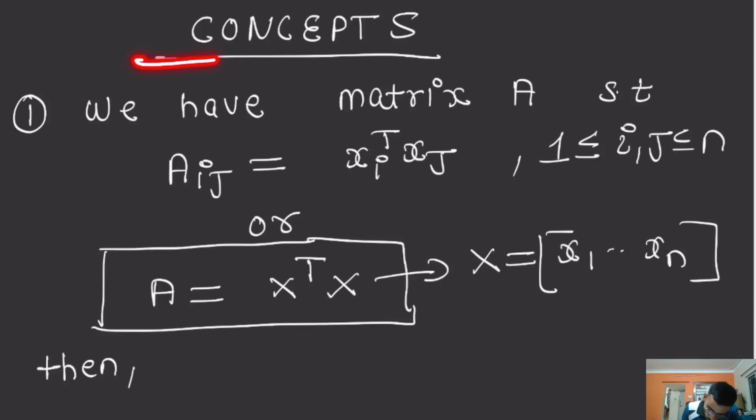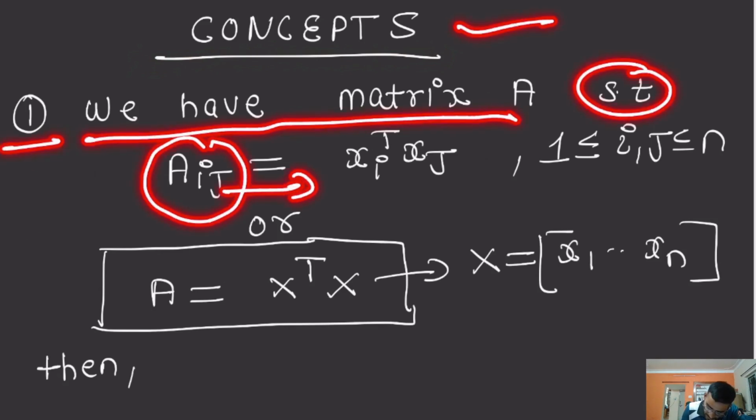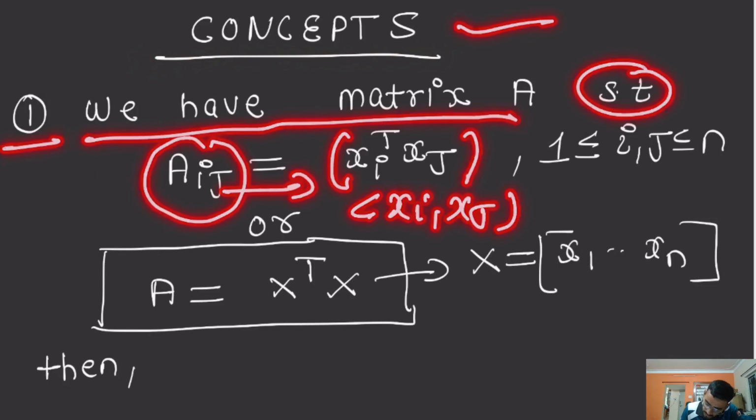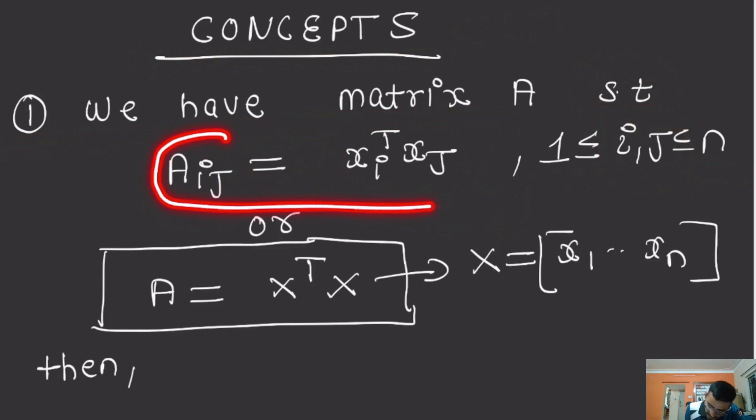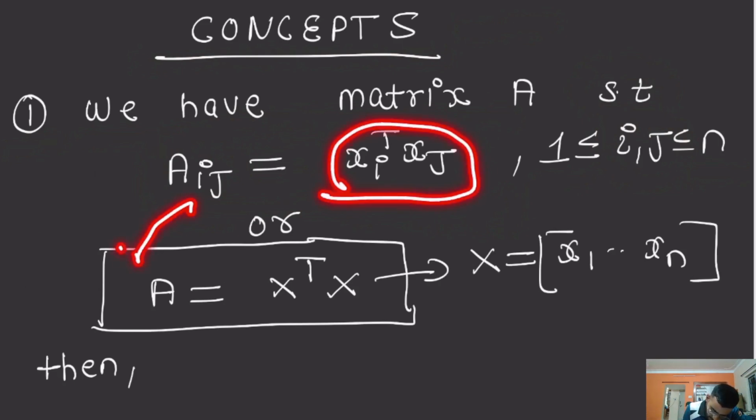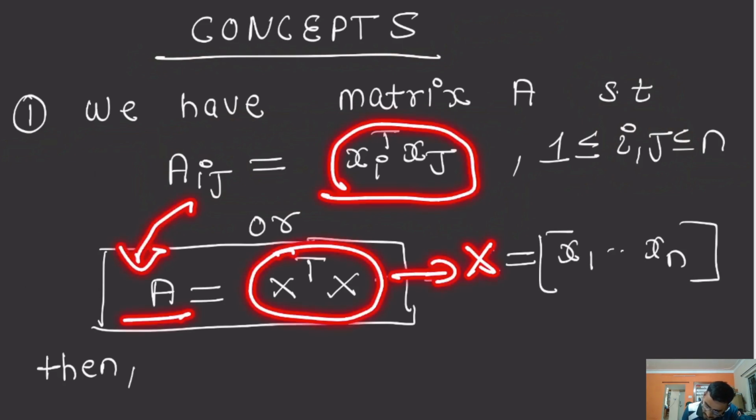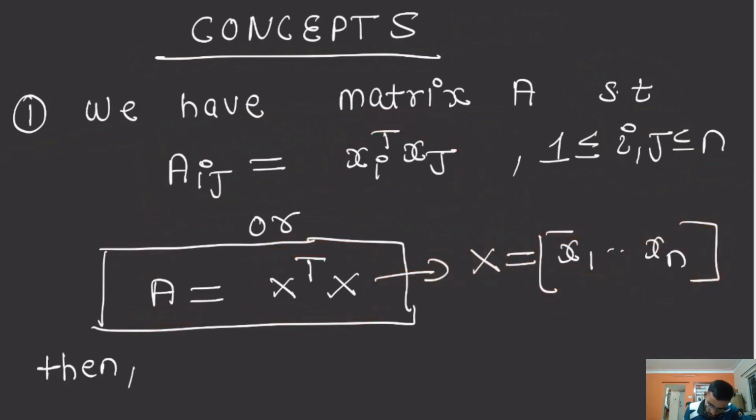Now moving on to the core concepts involved behind the problem. The first one: let's say we have a matrix A such that the ij-th element of matrix A can be written as xi transpose xj, that is the inner product of xi and xj, where i and j vary from 1 to n. We have seen this: if the ij-th element can be written as xi transpose xj, then the matrix A can be written as X transpose X, where capital X is the matrix whose columns are x1 to xn.